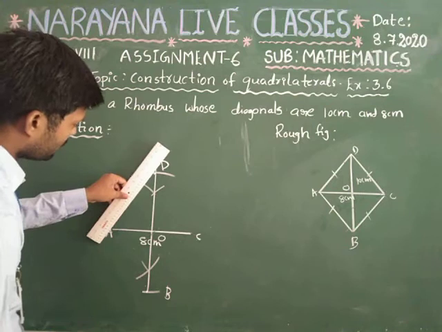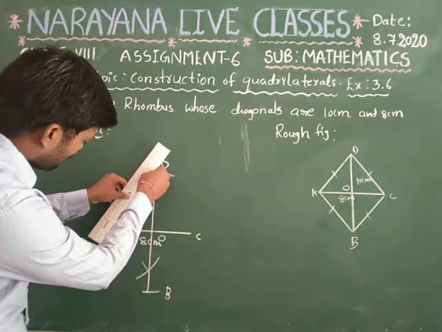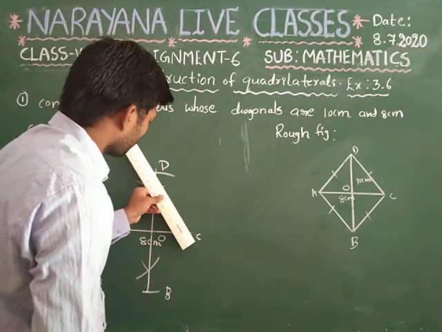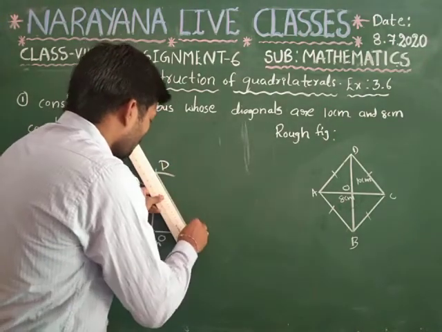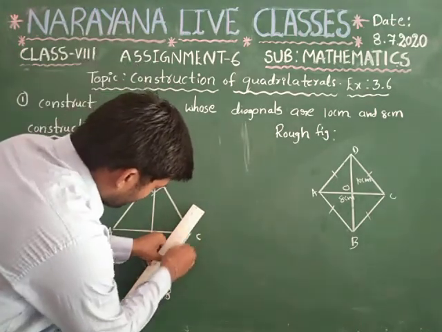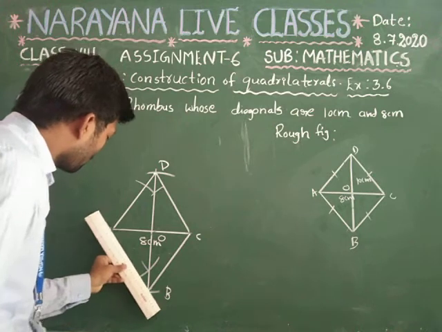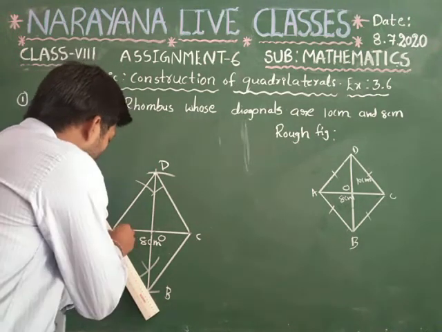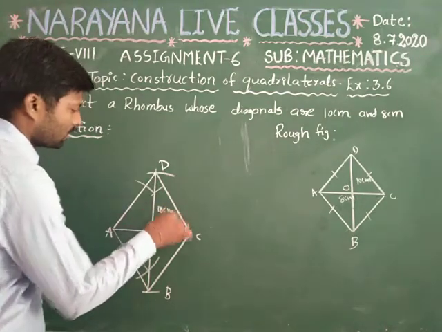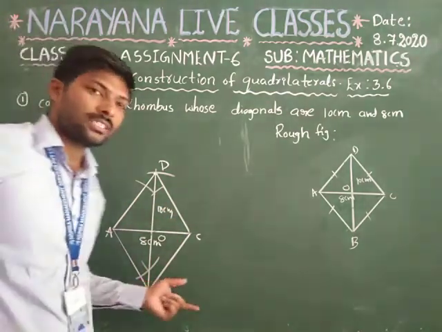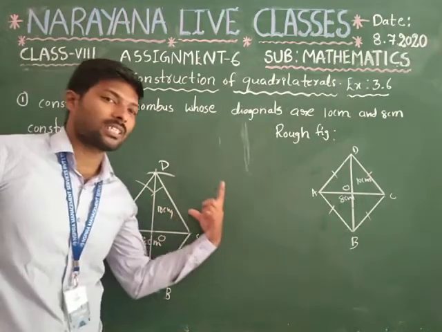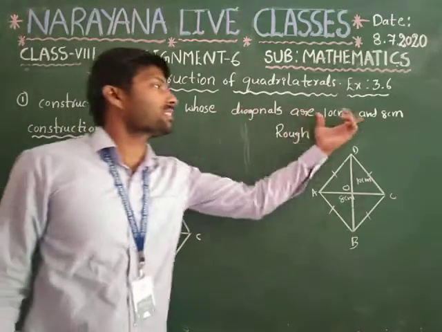Let's see how to join this rhombus. D to C, again C to B, and from A to B to form the rhombus. So what about this one? 10 centimeters. The total length of the diagonal is 10 centimeters; half of it we can take as 5 centimeters and 5 centimeters. Hence we can construct the given rhombus based on the diagonals like this.